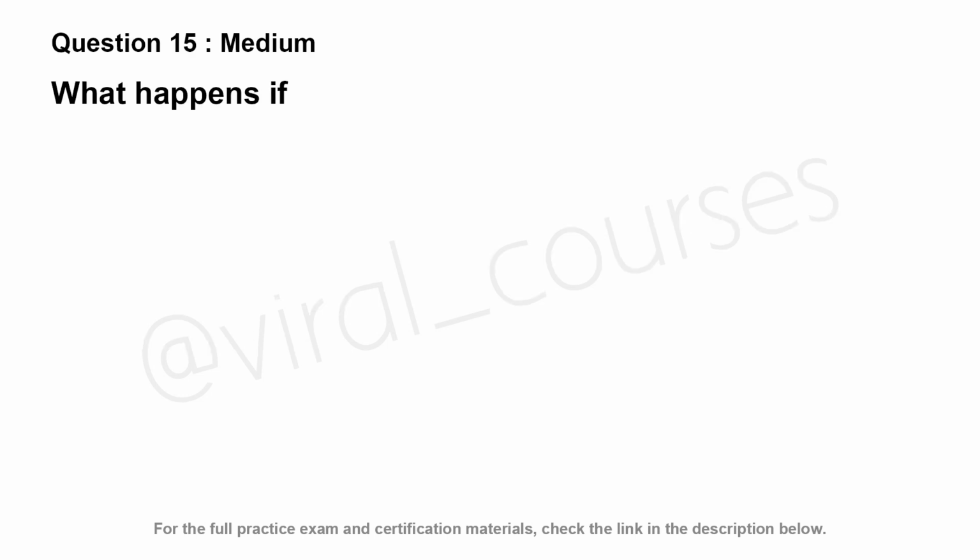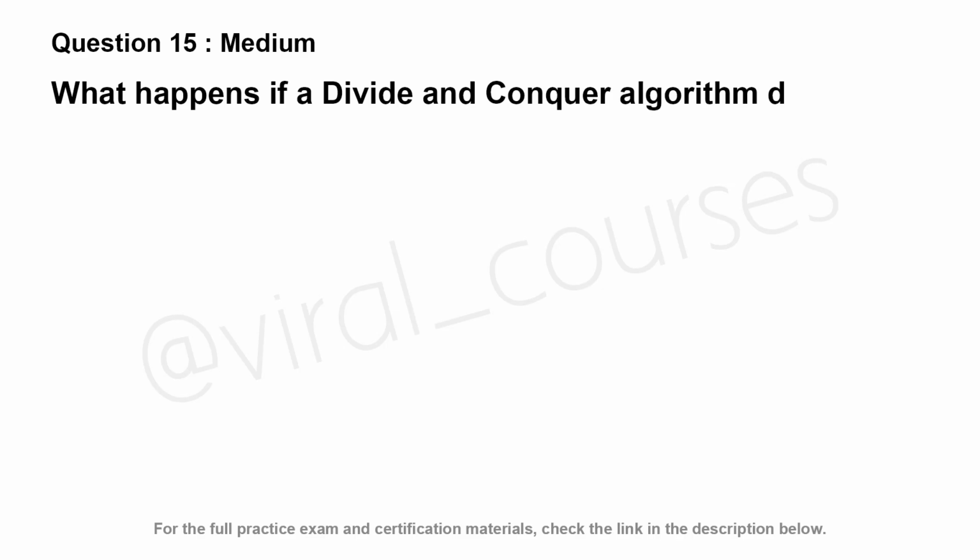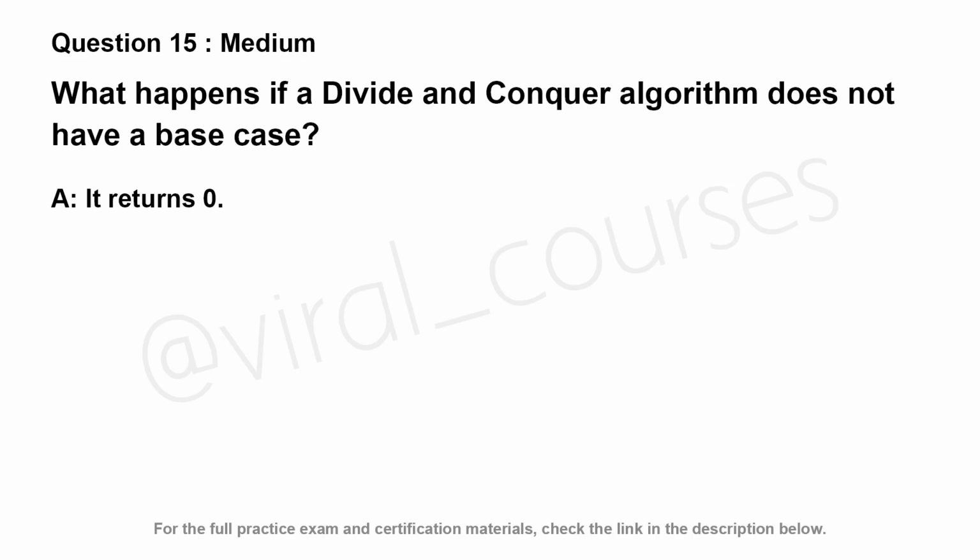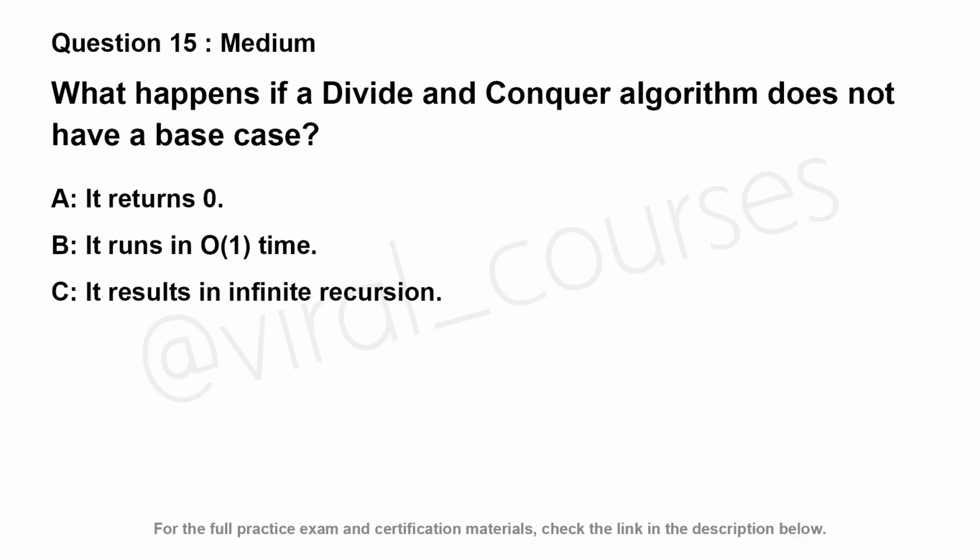What happens if a divide and conquer algorithm does not have a base case? Option A, it returns 0. Option B, it runs in O(1) time. Option C, it results in infinite recursion. Option D, the compiler automatically fixes it.